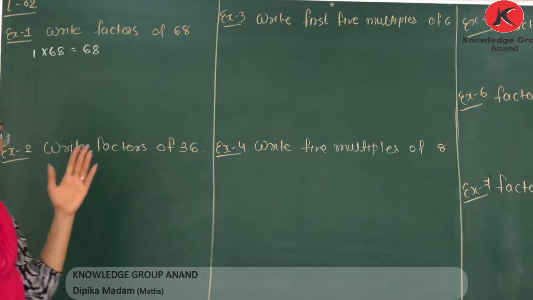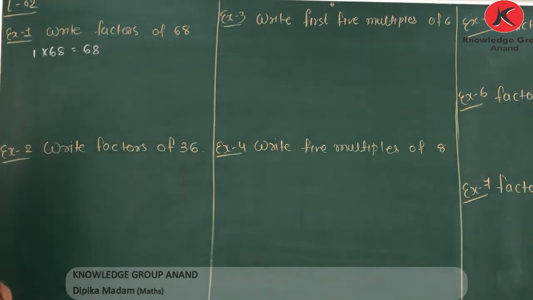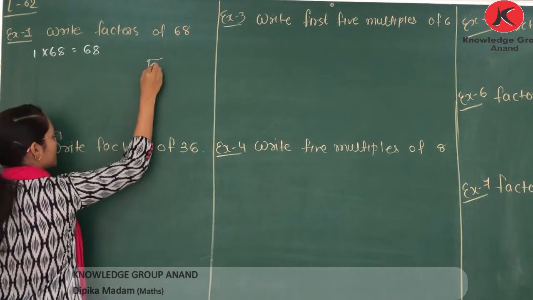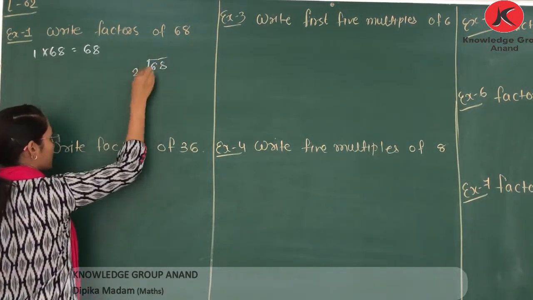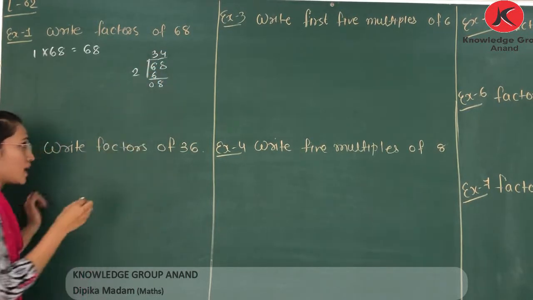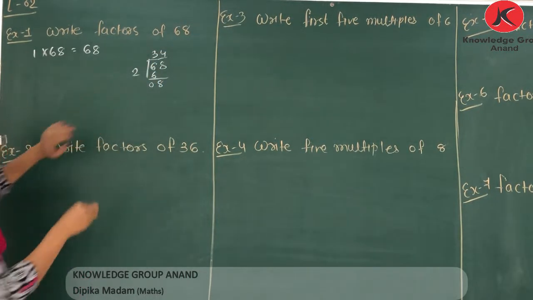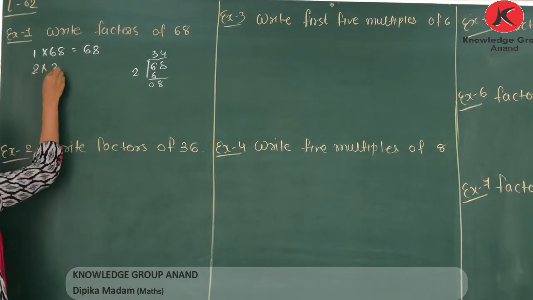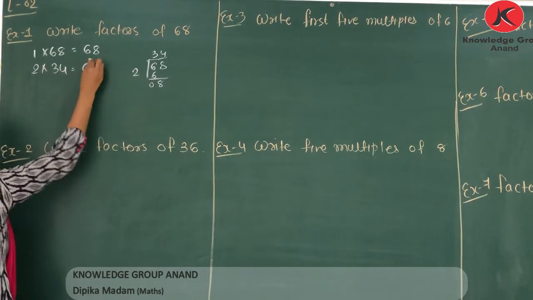You need to divide 68 by 2. This can be performed in rough work: 2 3s are 6, 2 4s are 8. So yes, it divides 68 exactly by 2. So 2 into 34 gives 68.